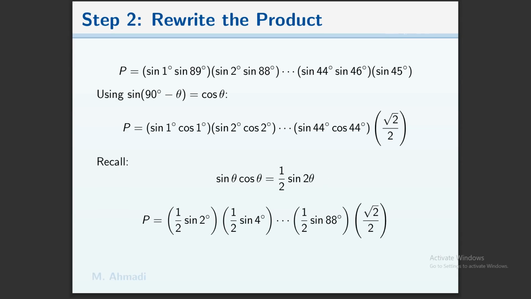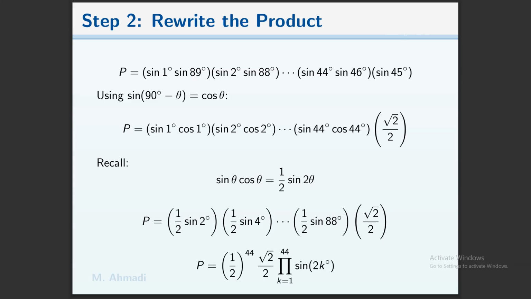Also, we know the identity sine theta cosine theta is equal to 1 divided by 2 sine 2 theta. So we can rewrite P as 1 divided by 2 sine 2, 1 divided by 2 sine 4, and so on, 1 divided by 2 sine 88, multiplied by the square root of 2 divided by 2. If we write this relation in closed form, P is equal to 1 divided by 2 to the power 44, multiplied by the square root of 2 divided by 2, and the product of sine 2k from 1 to 44.